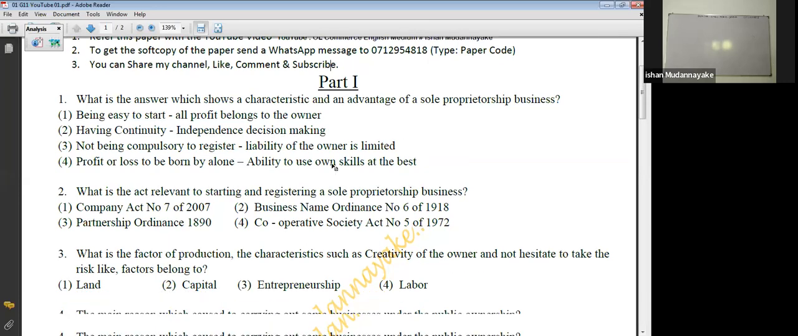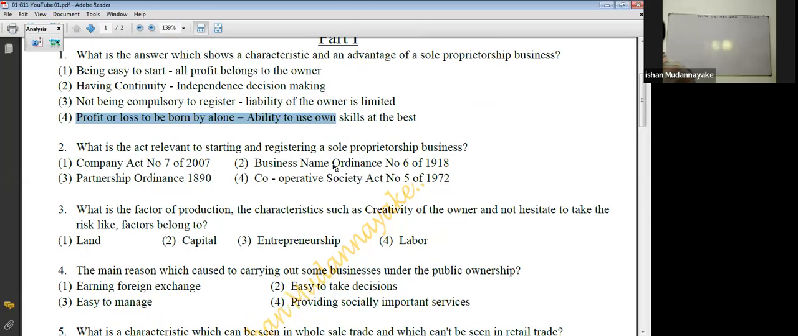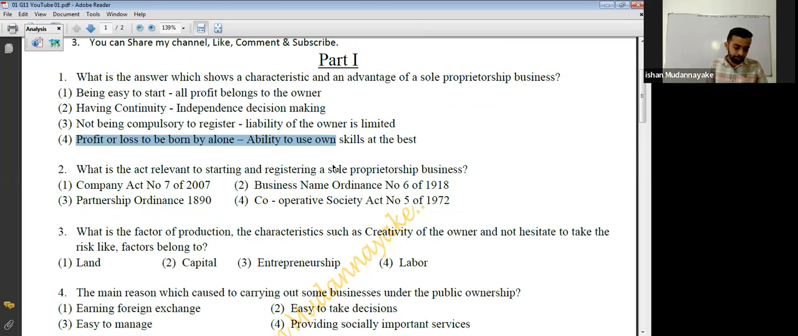Right. Look at question number 2. What is the act relevant to starting and registering a sole proprietorship business? Companies Act number 7 of 2007, Business Name Ordinance number 6 of 1918, Partnership Ordinance 1890, Cooperative Societies Act number 5 of 1972. What's the answer? The relevant act to register a sole proprietorship is the Business Name Ordinance number 6 of 1918. This law is applicable for partnership businesses as well.